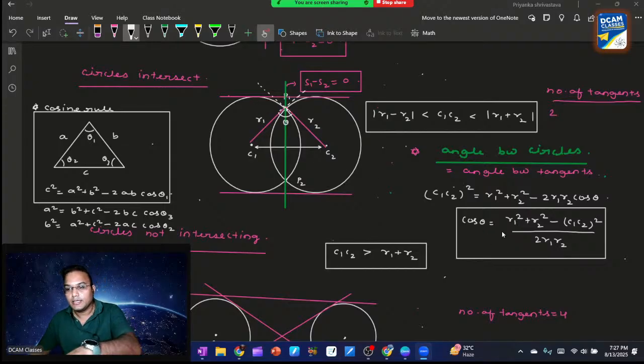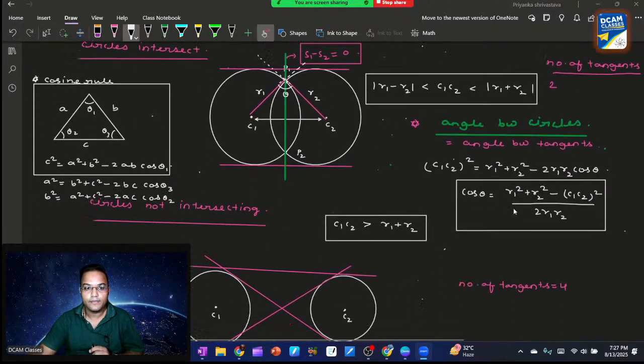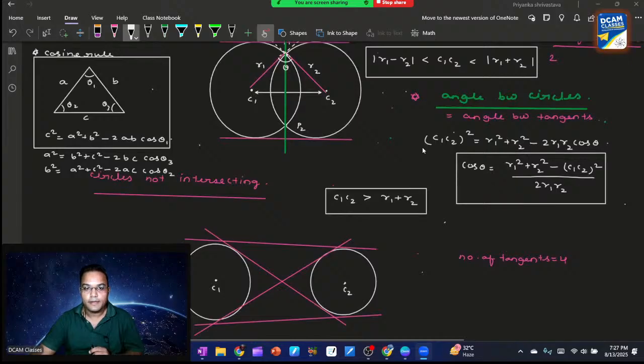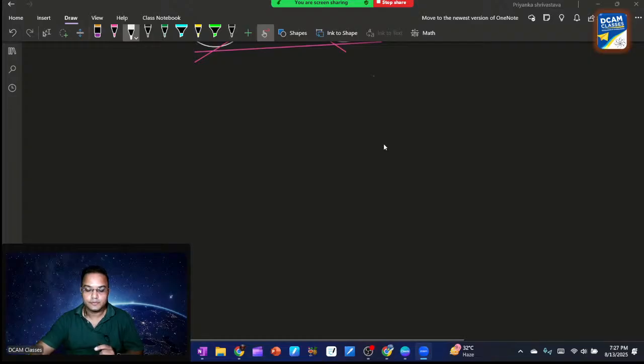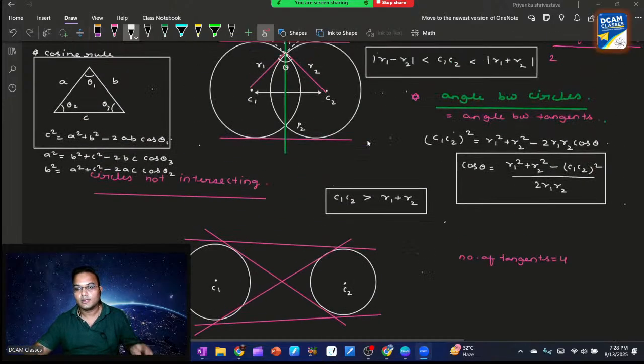Okay, this is the result. This is how you find the angle between the two circles. Clear to everyone? Now I'll be giving questions on this. Just look at this. I'm selecting some questions for you.